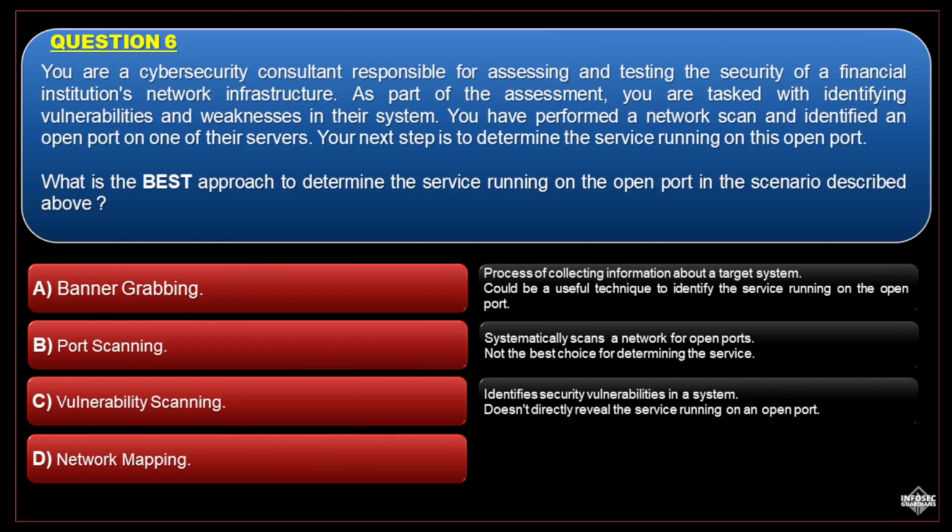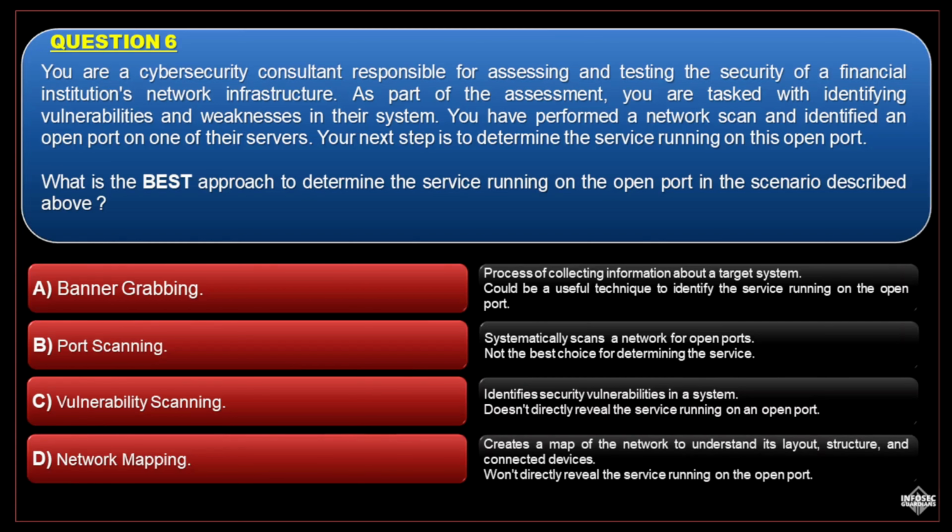Option C, vulnerability scanning. Vulnerability scanning is used to identify security vulnerabilities in a system. It typically involves scanning for known vulnerabilities and misconfigurations. It doesn't directly reveal the service running on an open port. While it's a valuable step in the security assessment process, it's not the primary method for identifying services.